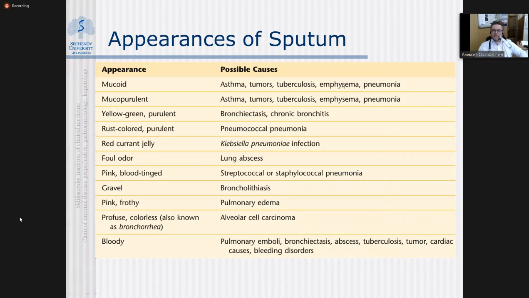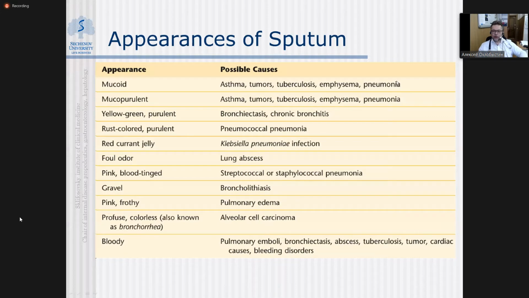Emphysema, even less common. Emphysema by itself is not the cause for mucoid sputum, but if emphysema will result in obstruction, if emphysema will result in compression of the bronchial system, and if we consider emphysema as a variant of COPD, sorry, in that case, yes, emphysema may cause development of mucoid sputum.